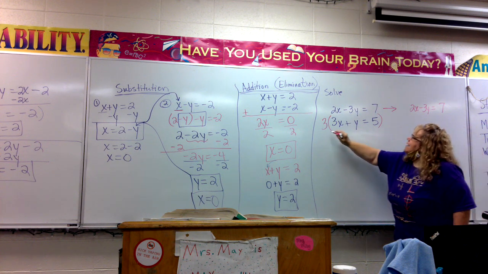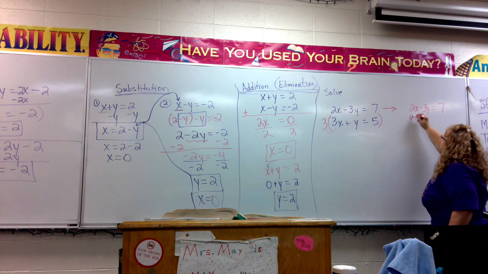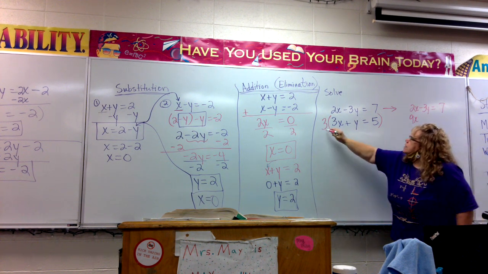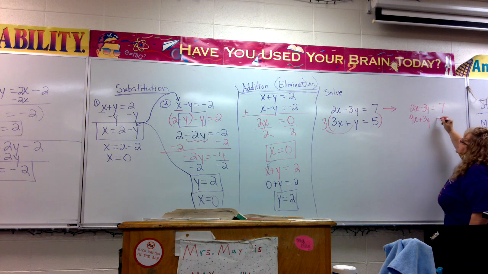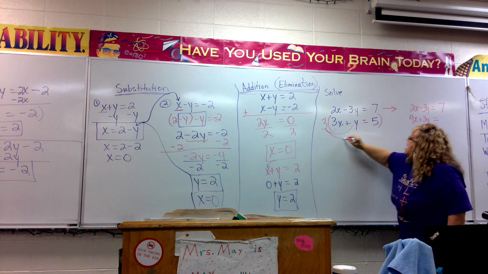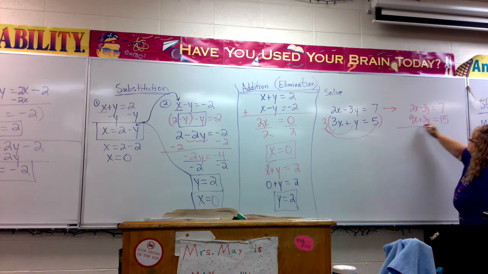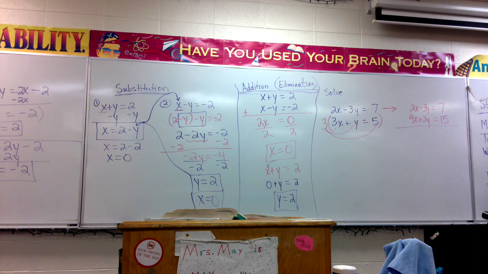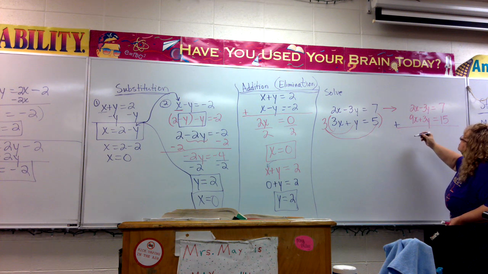But the bottom now, we're going to multiply by 3. Watch what happens. 9x plus 3y. And don't forget, you have to multiply both sides. So that's going to equal 15. Now do you have opposites in the middle there, the y's? Yes. So now we should be able to add up the two equations. What's 2x and 9x? 11x, right?